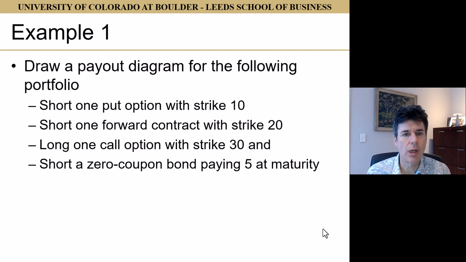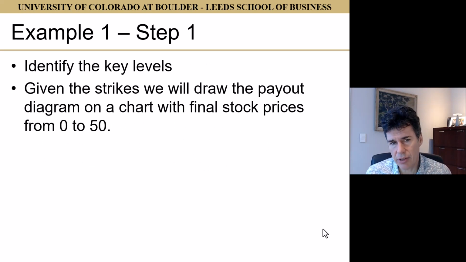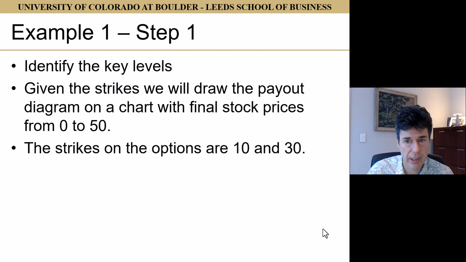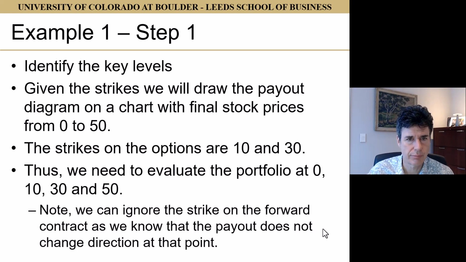So let's go back to our portfolio. The only levels we're interested in are the strikes on the options, so 10 and 30. These are the only places where the payout can change directions. We're going to draw this diagram on a chart with final stock prices from 0 to 50. The strikes on the options are 10 and 30. And so we need to evaluate our portfolio at 0, 10, 30, and 50. So the lowest level, the highest level, and then the 2 strikes.